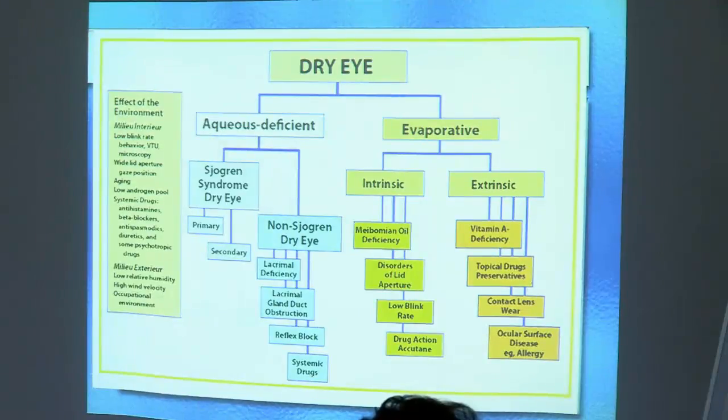Whereas in the evaporative type, which is this group, this is mainly due to the meibomian glands not functioning properly. So if somebody has got blepharitis, they will suffer with these. If somebody has severe posterior lid margin disease, they will suffer with this. And then there is vitamin A deficiency, which we don't see in this country that much. And another big offender is people on eye drops which have preservatives. So that is becoming increasingly known as a big problem.